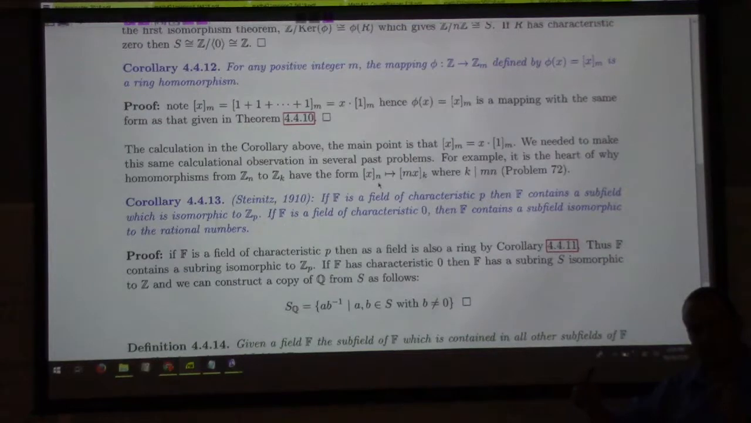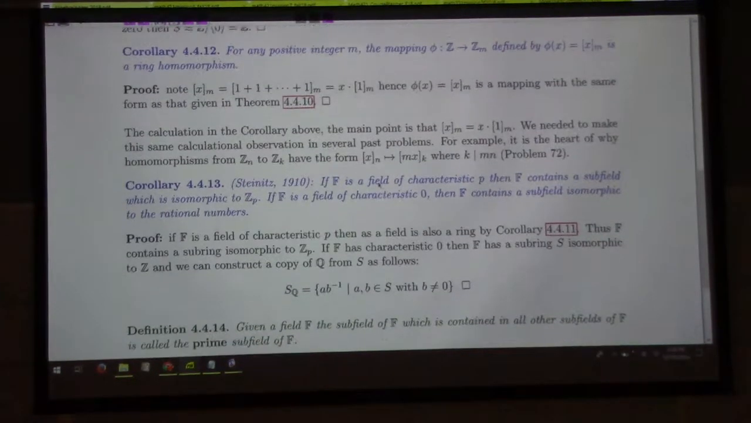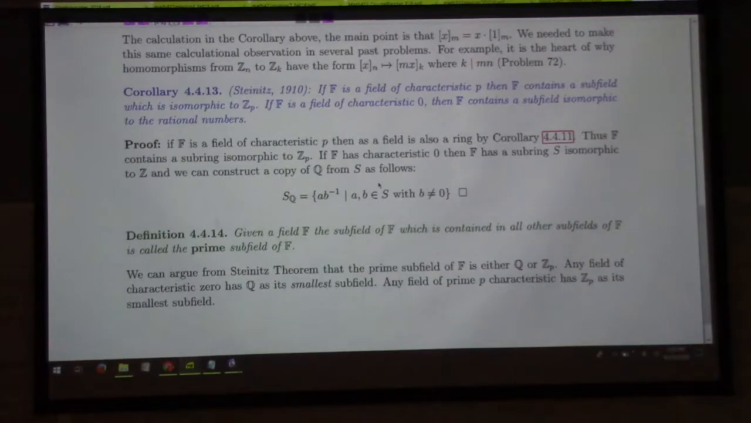up to isomorphism inside your field. So the smallest subfield, which is contained in all other possible subfields of a given field, is called the prime subfield. And so you can argue that that prime subfield is either Z mod P or the rationals, depending on what characteristic you're looking at. So this is the so-called prime subfield. So again, we can argue from Steinitz's theorem that the prime subfield is either the rationals or Z mod P.